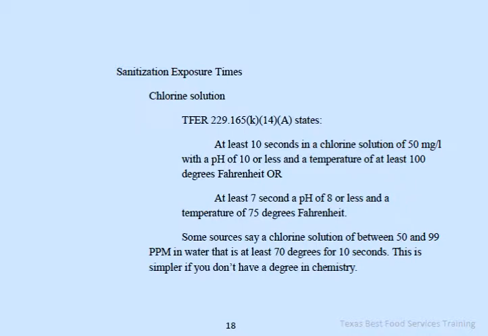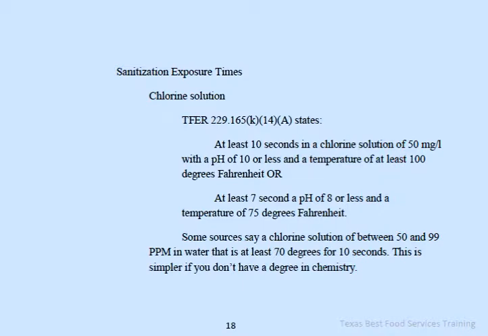Chemical, manual, or mechanical operations. Sanitizing equipment and utensils by immersion, manual swabbing, gusher, or pressure spraying. Sanitization exposure time. Chlorine solution, probably the most common. The TFER states at least 10 seconds in a chlorine solution of 50 milligrams per liter with a pH of 10 or less and a temperature of at least 100 degrees Fahrenheit, or at least 7 seconds, a pH of 8 or less, and a temperature of 75 degrees Fahrenheit.